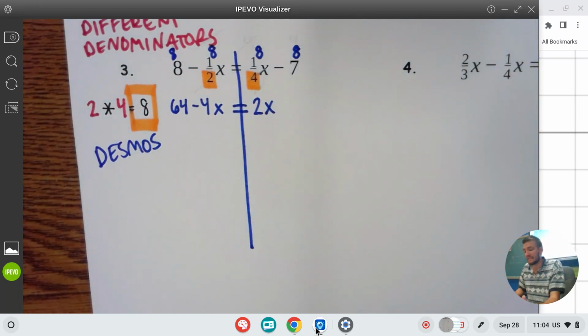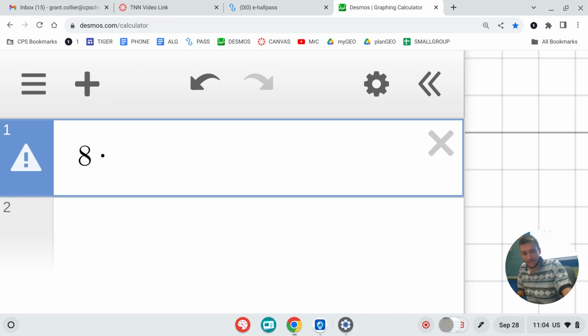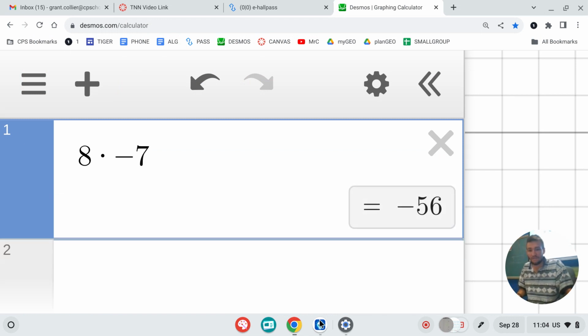Once you have 8s, type it in Desmos. It's just literally straight into Desmos. I appreciate you asking the questions when you were feeling stumped. Now, the last one is 8 times -7, which is -56.